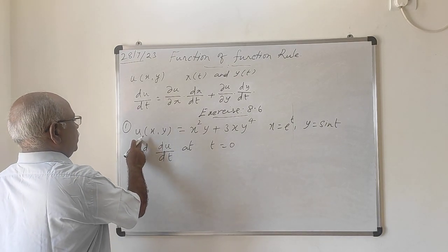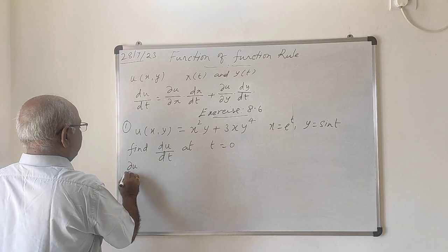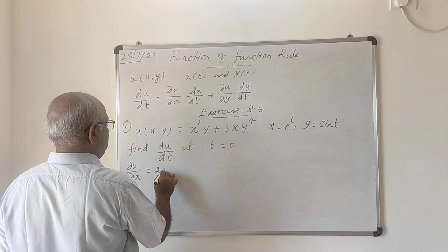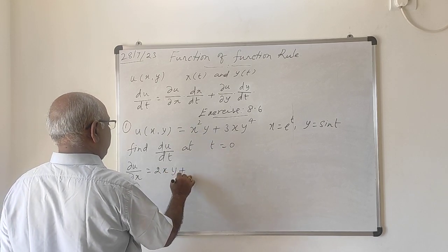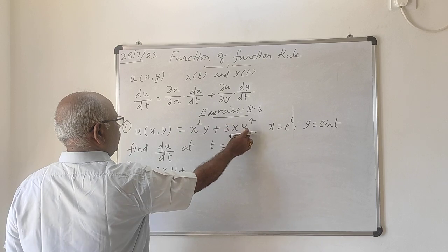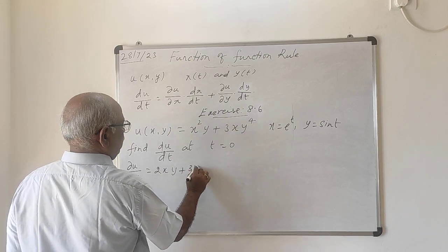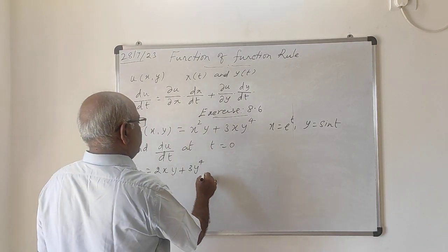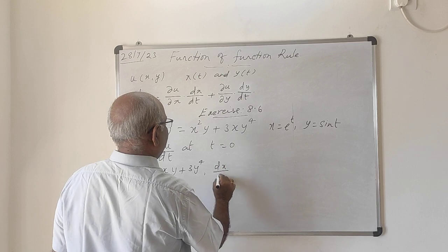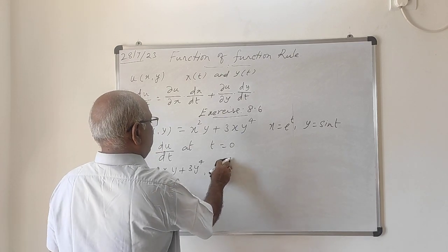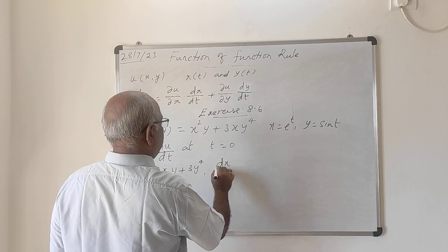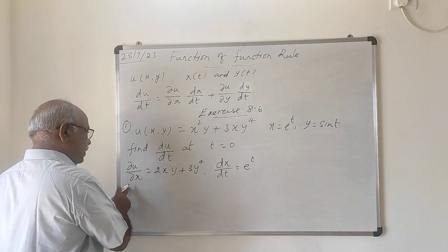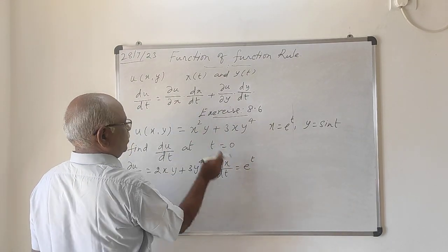We will see one by one. What is del u by del x? With respect to x, y is constant. The derivative of x squared is 2x, so 2x into y, plus 3xy power 4: 3y power 4 is constant and the derivative of x is 1, therefore 3y power 4. This is del u by del x. What is dx by dt? X is a function of the single variable t, so dx by dt equals the derivative of e power t, which is e power t.